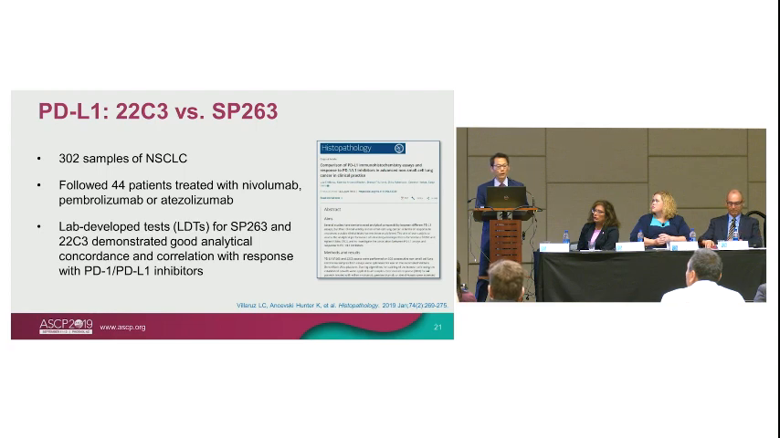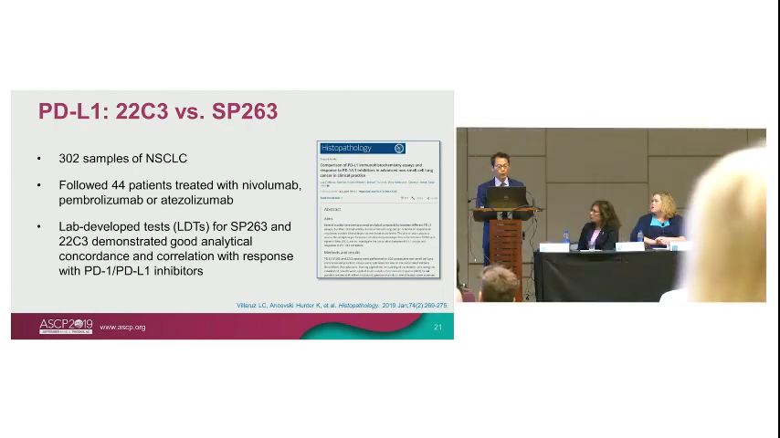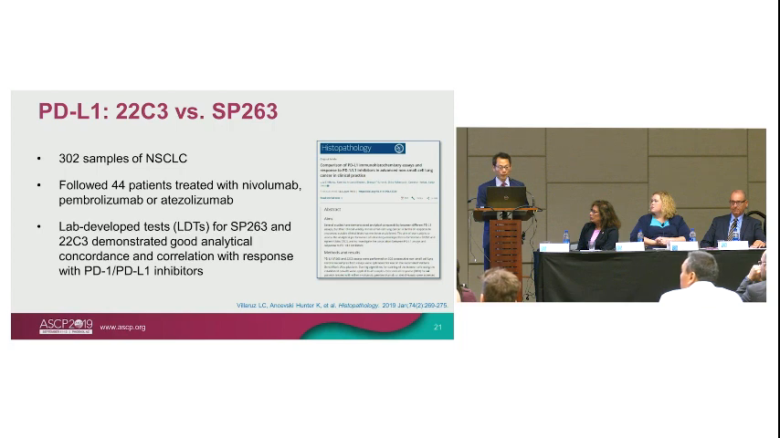Just another quick study here, 302 samples of non-small cell lung, 44 patients treated with nivolumab, pembrolizumab, as well as atezolizumab. And they used a lab developed test for SP263 as well as 22C3, demonstrating both good analytical concordance as well as correlation with response when they tracked these patients and looked at some of their outcomes.